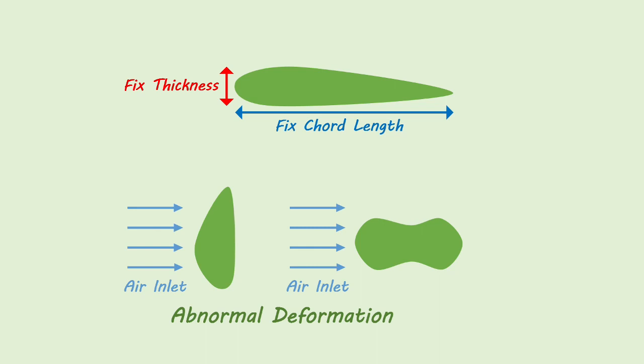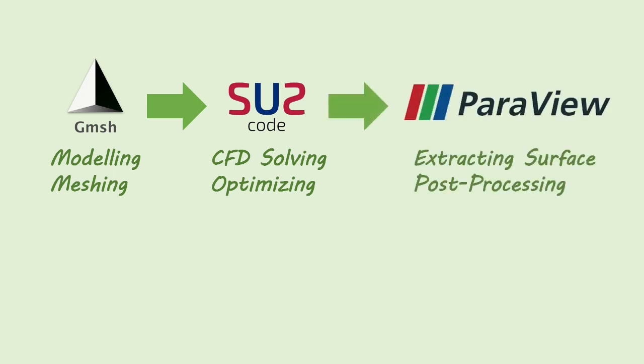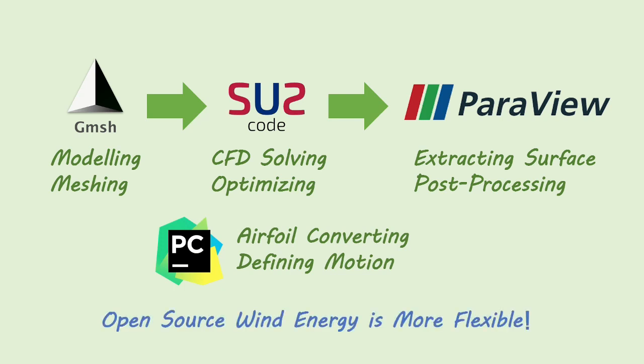So under such complex conditions, how can we optimize the airfoil? At present, we need to use Gmsh to build models and meshes, use OpenFOAM or SU2 to achieve the CFD simulation and shape optimization results, and finally use PyroView for post-processing through the surface extraction of the airfoil. As auxiliary tools, Python or MATLAB can be used to scale the number of airfoil points, generate a large number of Gmsh inputs, or manually define surface motions.